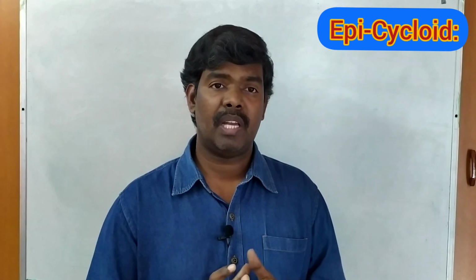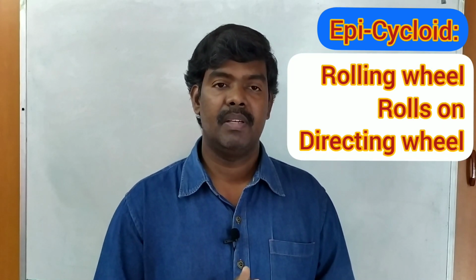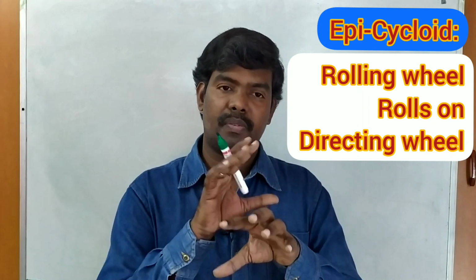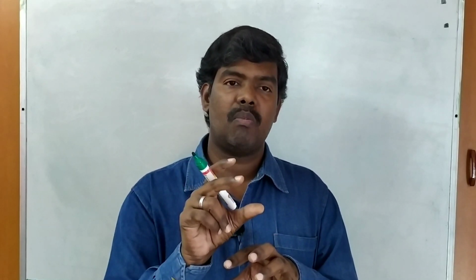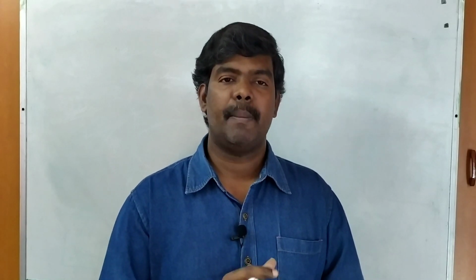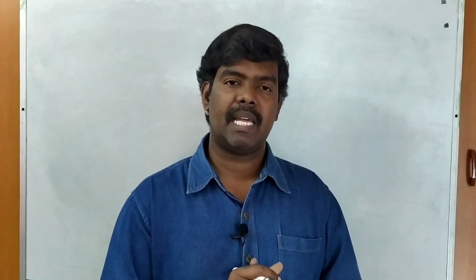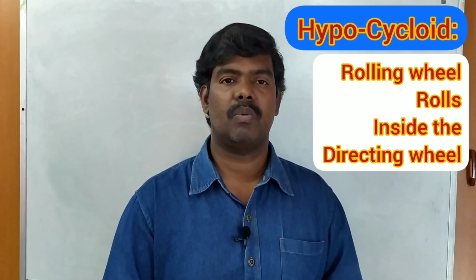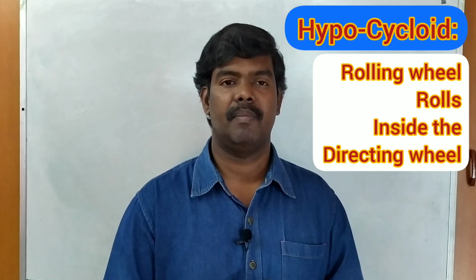Correct. Similarly, a rolling wheel can roll on another wheel. One wheel is there, and on that wheel one more wheel is rolling. That one is the directing wheel and the other is the rolling wheel. So one rolls on the other. A rolling wheel rolling on another wheel is called an epicycloid. Similarly, a rolling wheel rolls inside another wheel. It generates one curve, and that curve is called a hypocycloid.